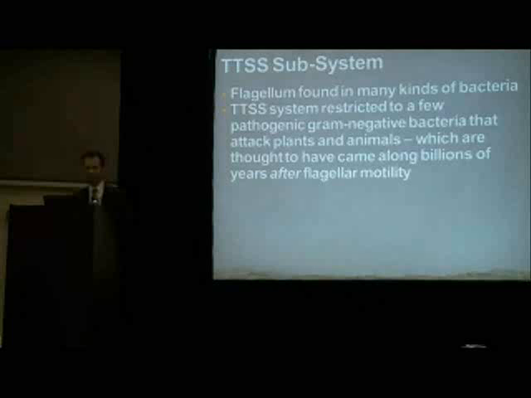Let me tell you, the flagellum is found in many kinds of bacteria. However, the toxin injector is restricted to a few pathogenic gram-negative bacteria that can attack plants and animals, which are thought to have come along billions of years after flagellar motility. Does that make sense? From Kenneth Miller's perspective?